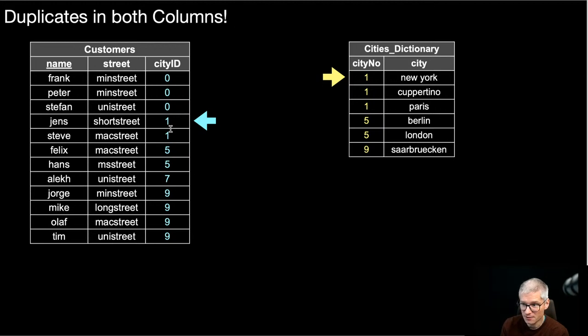If you think about how we translated N-to-M relationships, an N-to-M relationship is exactly what we're seeing here. So this one is related to multiple ones. This one here on the right is related to multiple ones. In an entity relationship, that would be an N-to-M relationship.